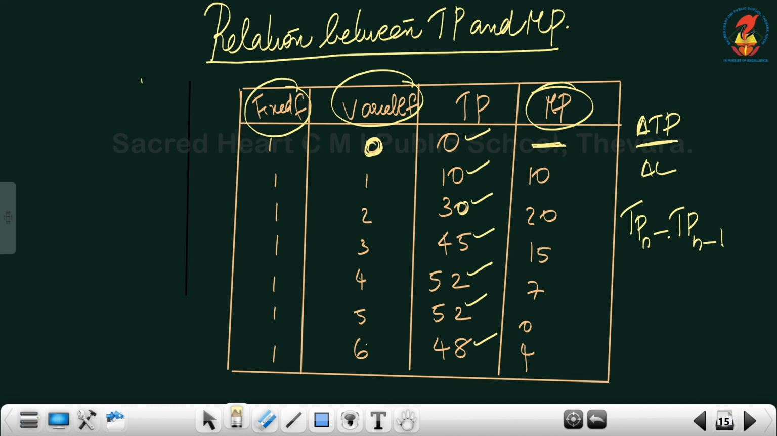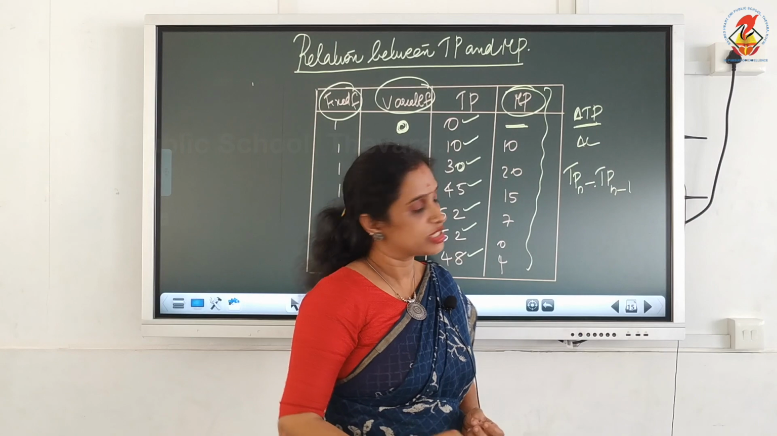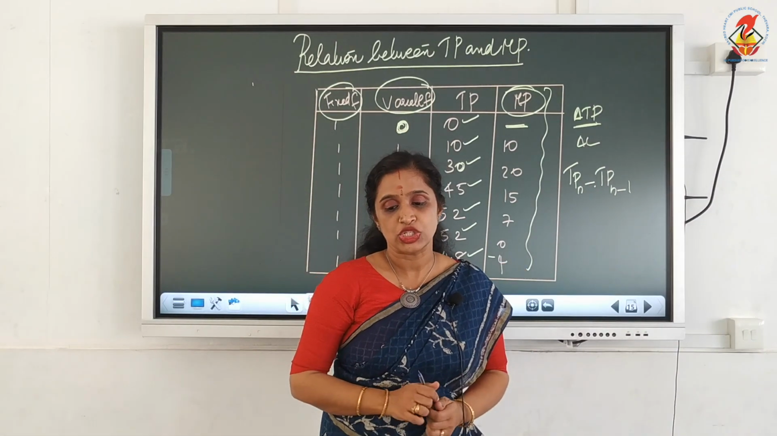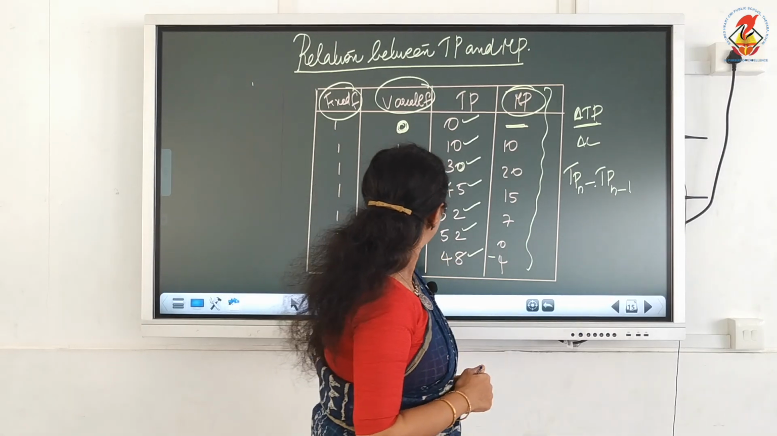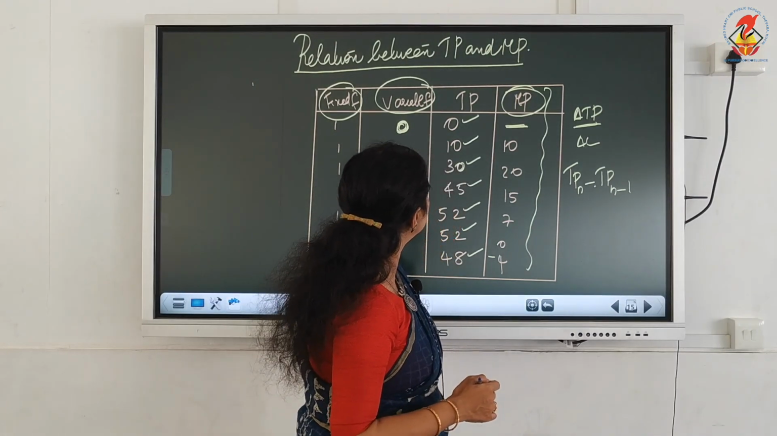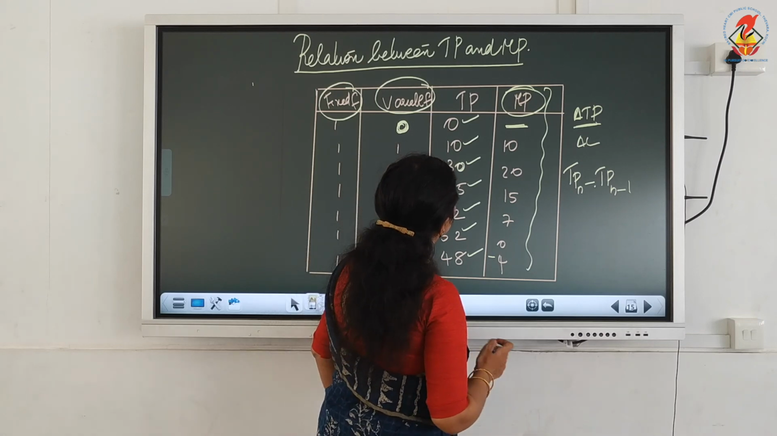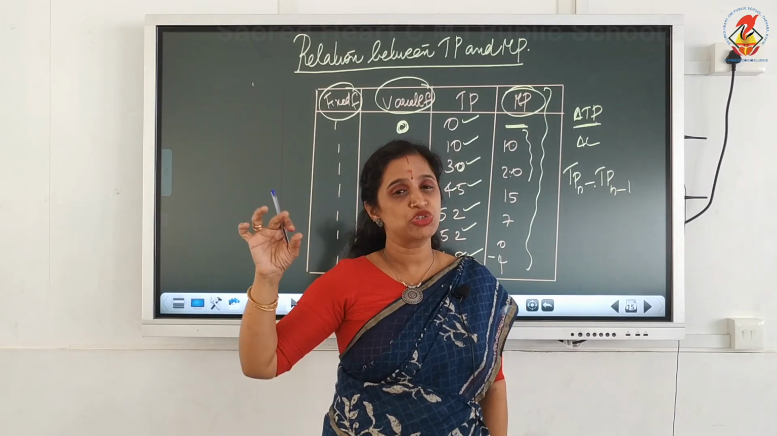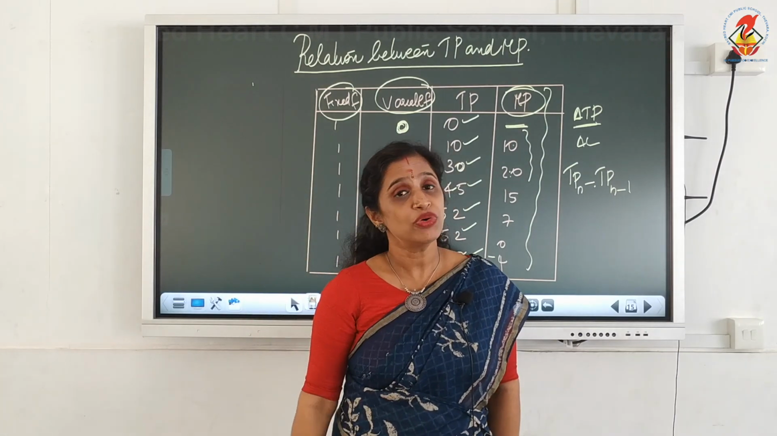So delta TP by delta L. By doing that, the values of marginal productivity are as follows: 10, 20, 15, 7, 0 and -4. Now you can find in each and every stage, 20 plus 10, 30, 15 plus 30, 45. The difference between these two divided by delta L will give you the values of MP. You all know that. We have done an example in a simple manner to understand MP. In the table you have to work it out.